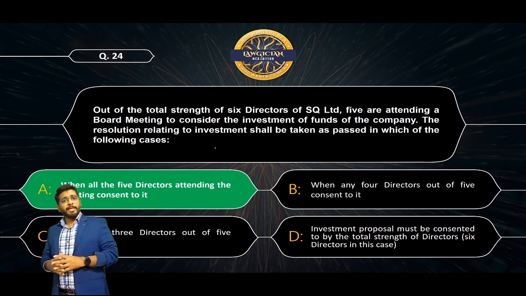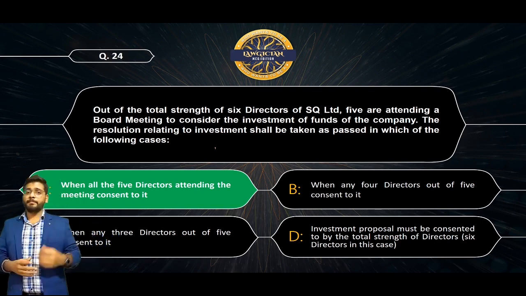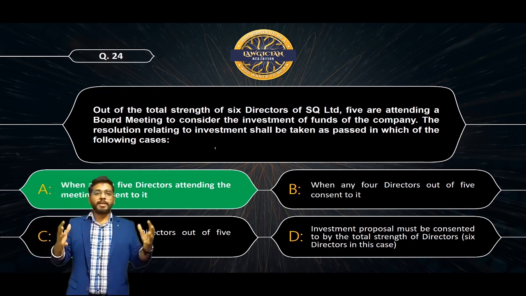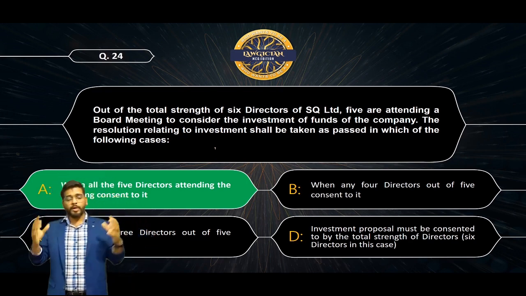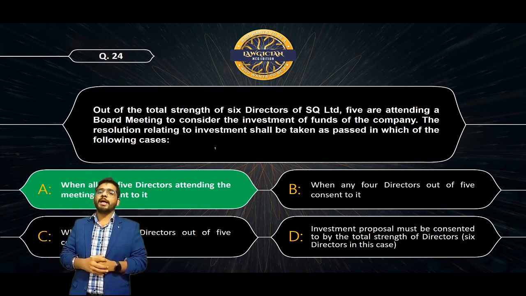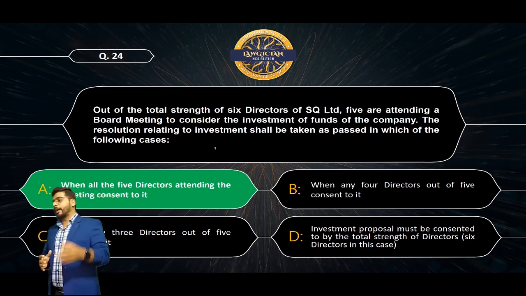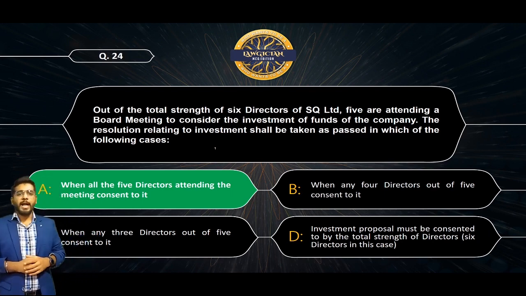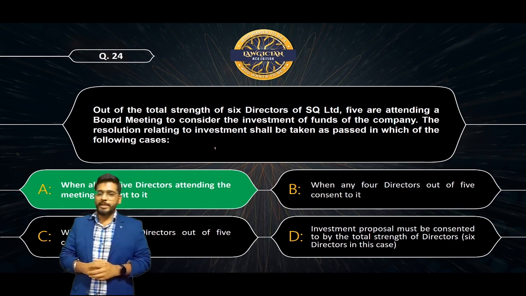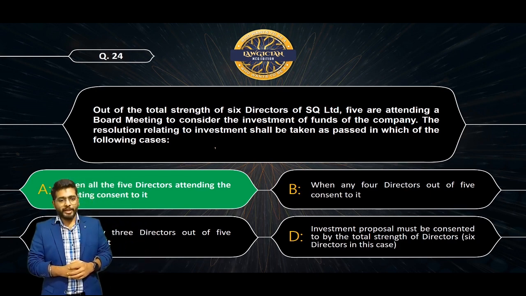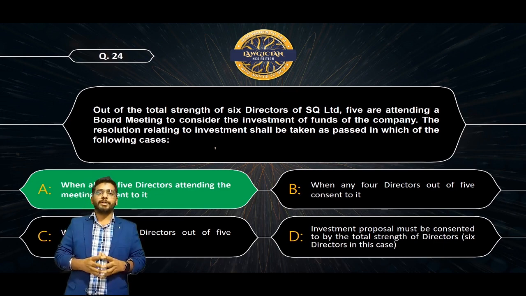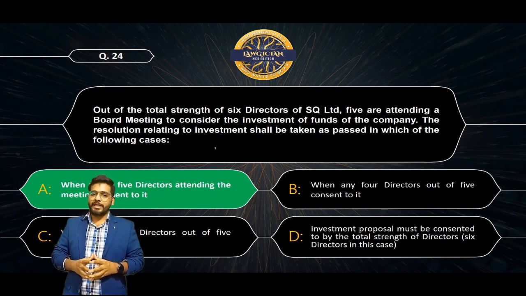Because if you read section 186, precisely 186 subsection 5, what is written over there? The word "all" is used over there. All means what? Unanimously, the matter has to be decided by the directors who are present and voting at the board meeting. All right. So the matter has to be decided unanimously. Not a single vote should go against. Hence, all the 5 directors attending the meeting shall consent to it. That was the answer, option A.